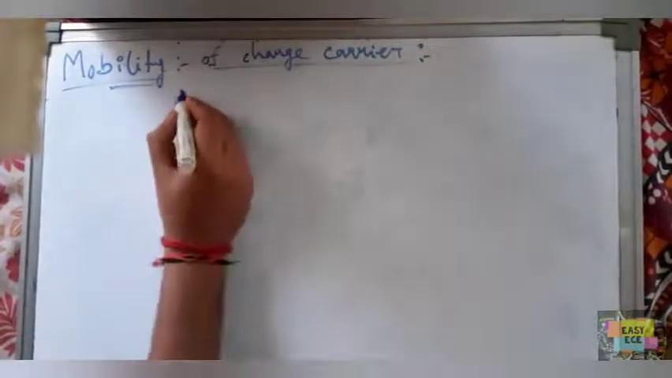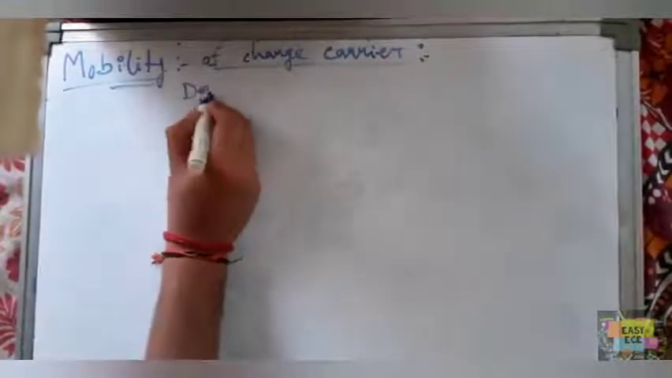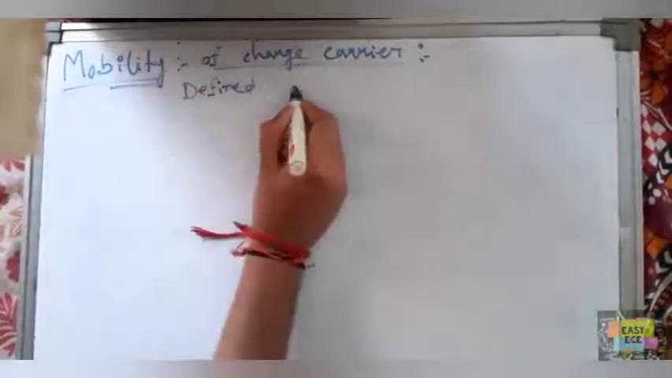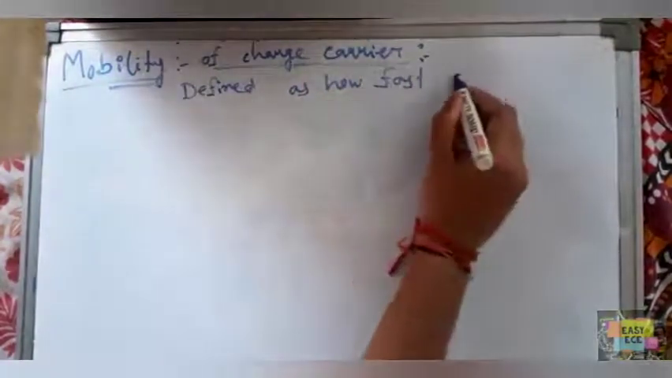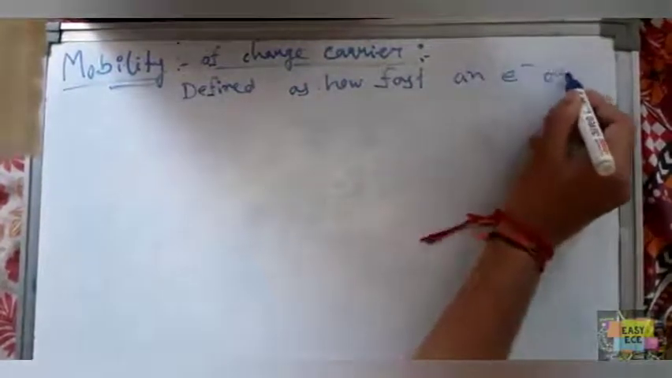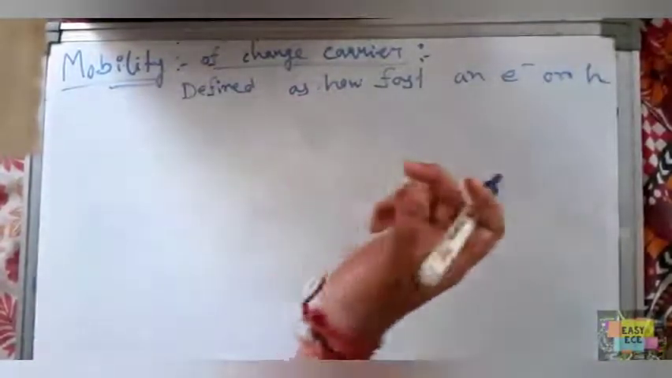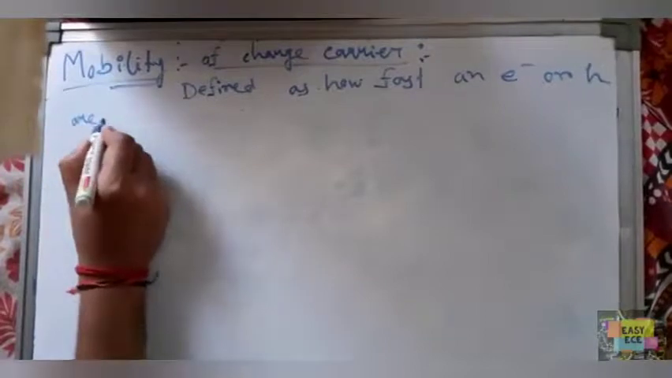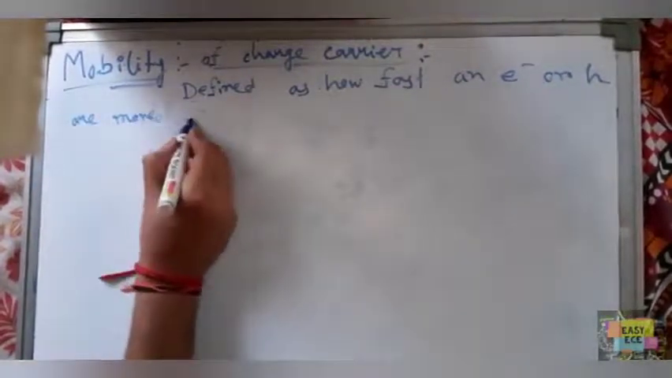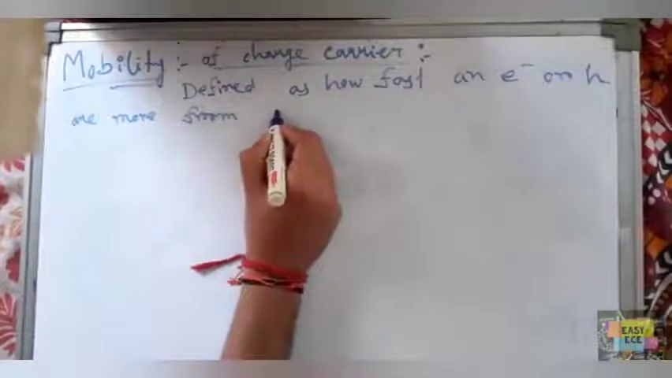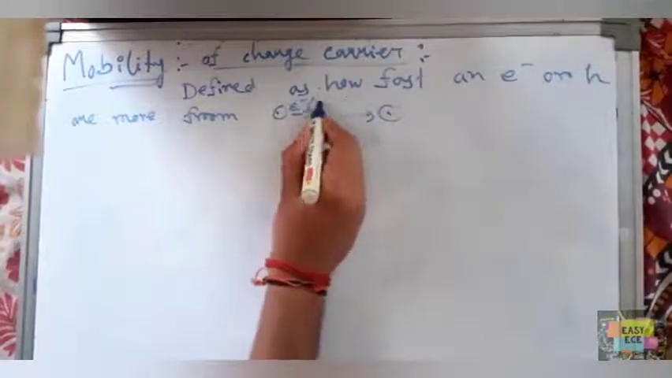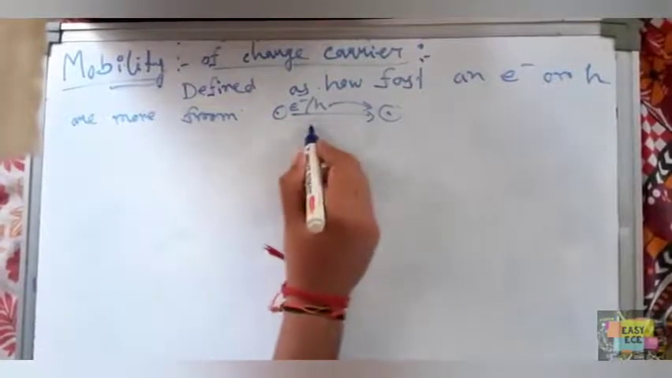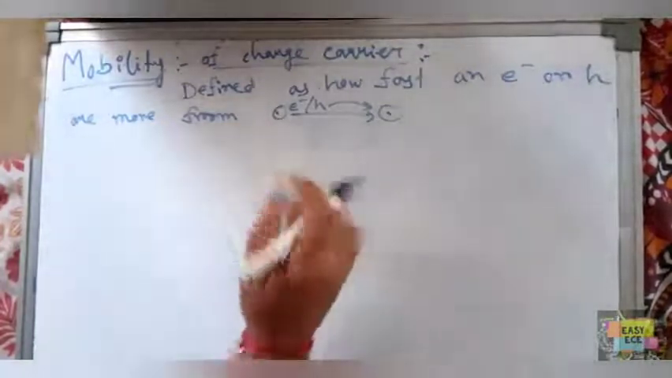Mobility is defined as how fast an electron or hole moves from one point to another point. So the speed is known as the mobility. Write down this definition.